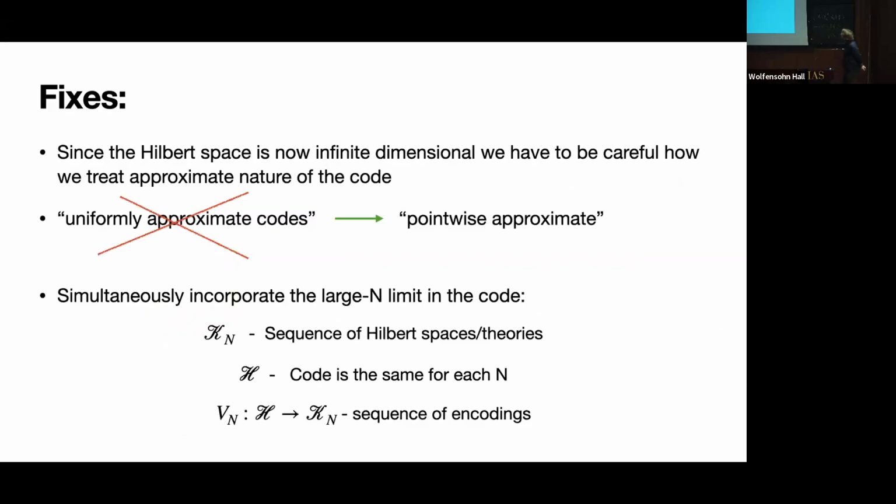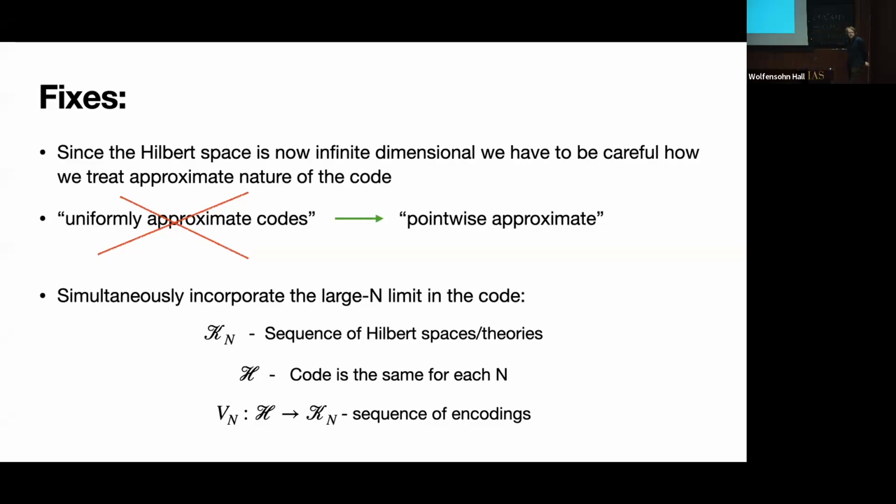The other thing is that now that we're in infinite dimensions, because we have bulk quantum field theory, so we have an infinite dimensional Hilbert space, we have to be careful how we treat the approximate nature of the code. Previously, I motivated using this operator norm to say how good your code is working. However, in general, that won't be sufficient. Instead, we're going to have to use a pointwise approximate notion, where I'll explain what that means. So instead of talking about some uniformly approximate code, we'll talk about pointwise approximate codes.